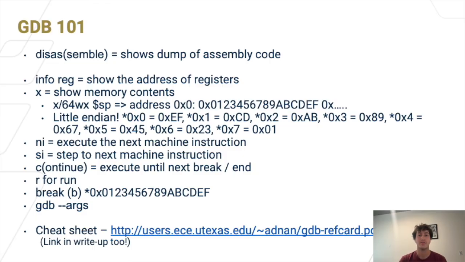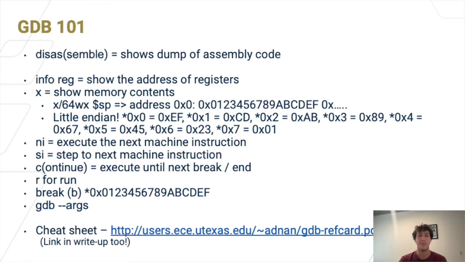One of the other most versatile commands is x, which is for dumping the memory. You can use it like this. After the slash, the 64w means give me 64 words, which are 4 bytes of memory each, and the x at the end means to show them in hexadecimal.